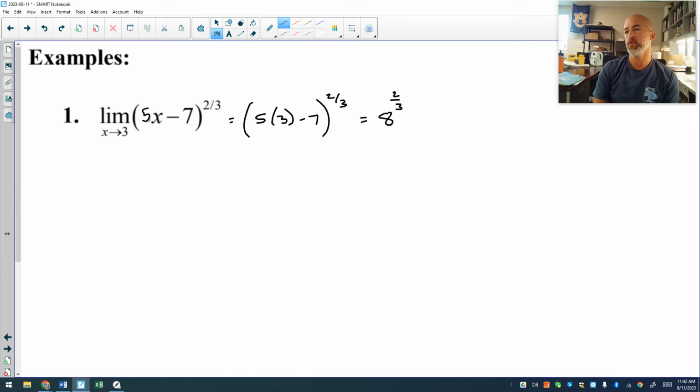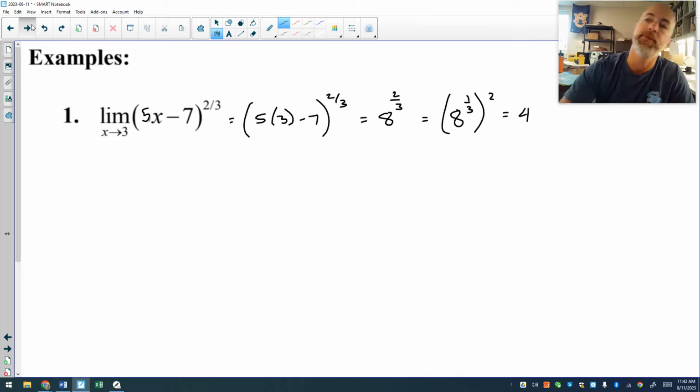You should be able to do this without a calculator. If I have a rational exponent like that, I like to focus on the denominator of that exponent first. So I'm going to do the cube root of 8, and then I will square that. And that ultimately is 4. So there's your answer for number 1. You just substitute it. And if you get a nice number, then you get a nice number. But that doesn't happen very often.